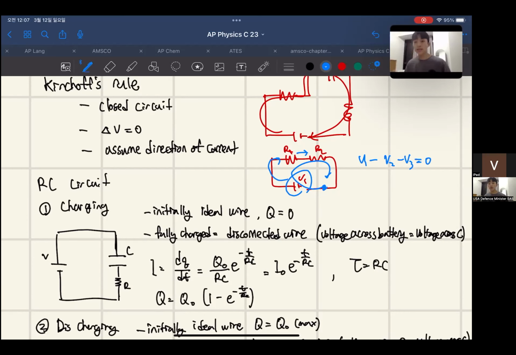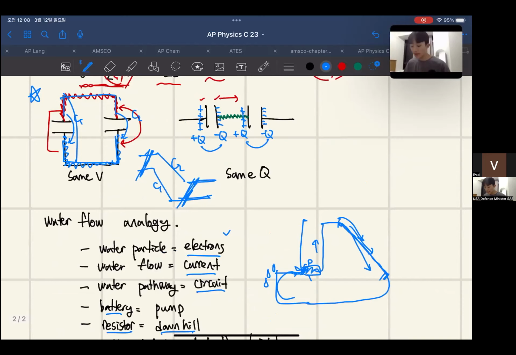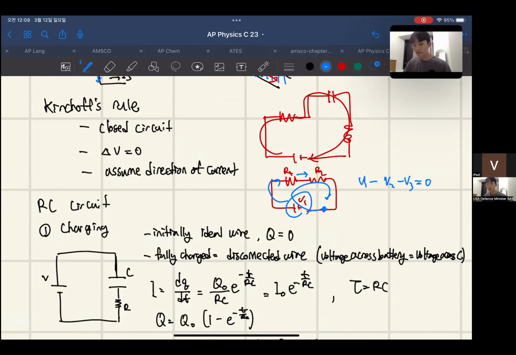Well, it's not a very complicated theory itself, but if you use the water path analogy, again, it's going to be way easier to understand. Because, again, what was V, or the battery, in the water path analogy? It was the pump. What was R1, or the resistor, in the water path analogy? It was a downhill. Now, what was R2, or the second resistor? Well, it was the downhill again.